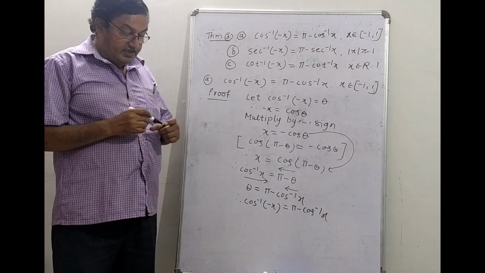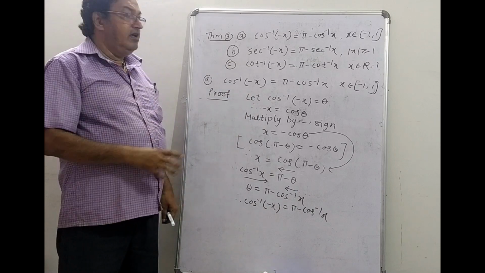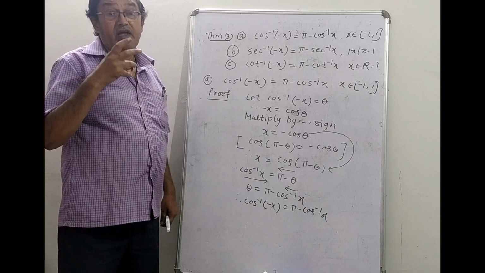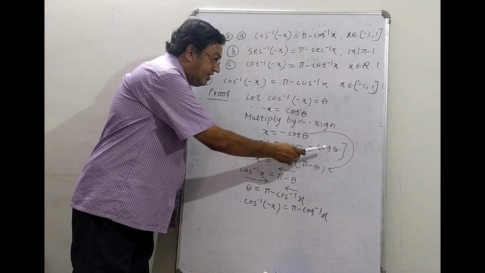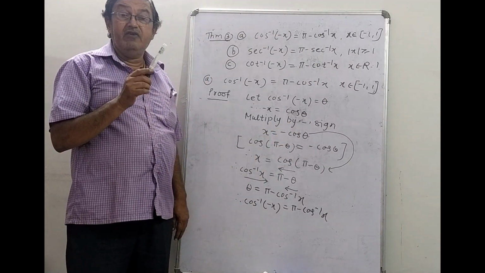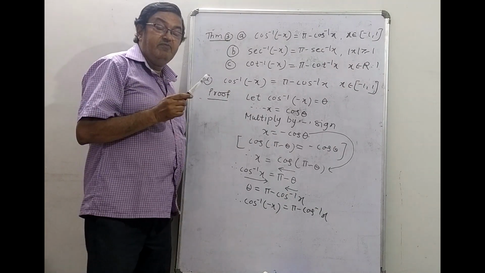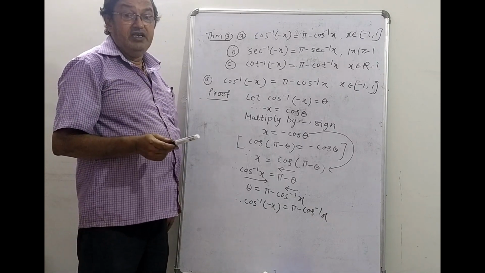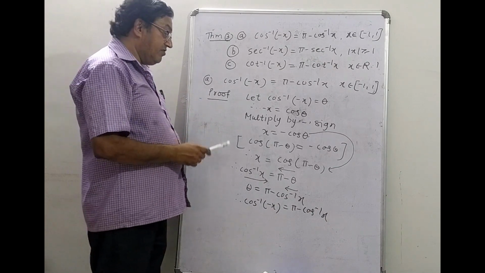Cos inverse of minus x is pi minus cos inverse of x. A little bit, don't get confused here. Whatever the first year trigonometric results are there, you have to make use of them. So here I will use that result: cos of 180 minus theta is minus cos theta. But in case of the previous theorem, sin of minus theta was minus sin theta, so I used it directly. Here cos of minus theta is not minus cos theta. Cos of 180 minus theta is minus cos theta, because in the second quadrant cos is negative.